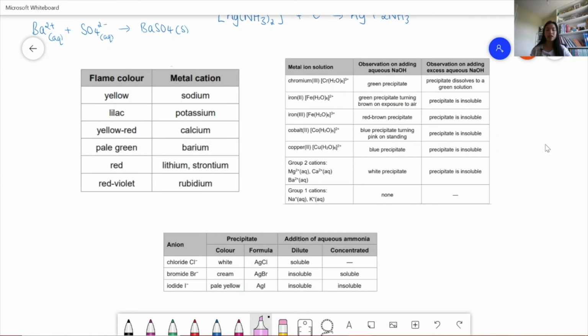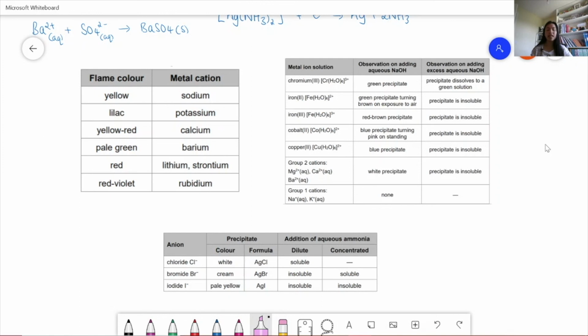And then we have group 2 cations, so we have magnesium 2+, calcium 2+, and barium 2+. So when we add aqueous sodium hydroxide, we form a white precipitate, and this precipitate is insoluble in an excess. And then group 1 cations won't have any observations when adding sodium hydroxide.